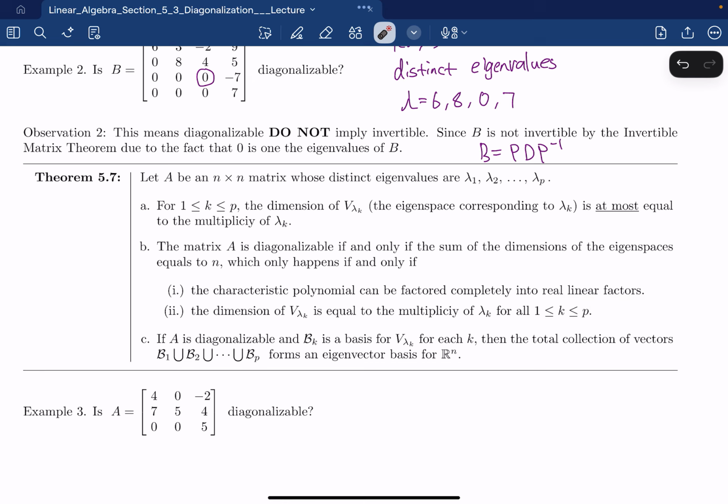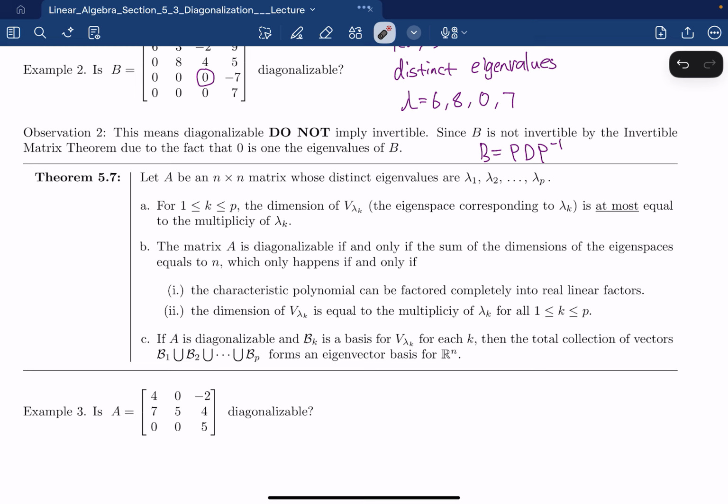Second condition here is that the dimensions of the eigenspace corresponding to each one of the eigenvalues is equal to the multiplicity of that eigenvalue. Again, kind of like that example before, the dimensions of the eigenspace corresponding to lambda 2 equals to 5 is 2, corresponding to the multiplicity of lambda 2 equals to 5. Okay.